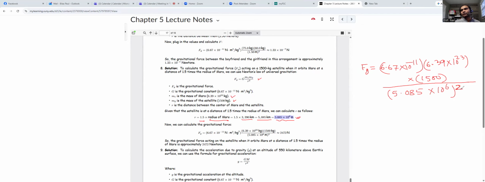Do not forget this square. From my experience, many of the students forget this square. And you see that this time we have a significant value: 2472 Newton. That's because we have a big planet, right? Because of this big planet, the satellite feels that force, and this force helps the satellite to orbit around the planet.